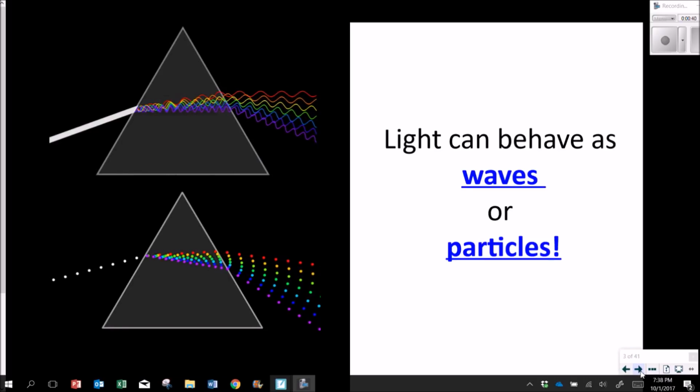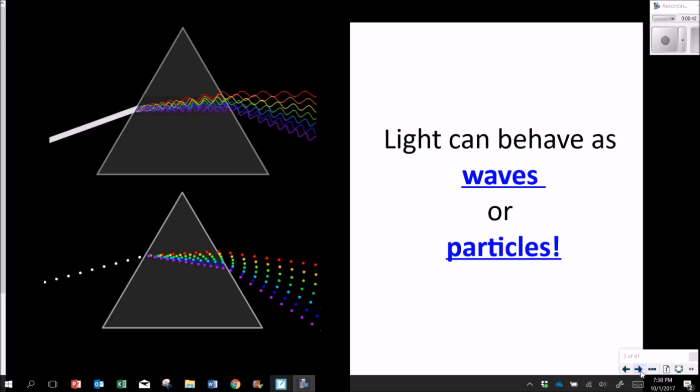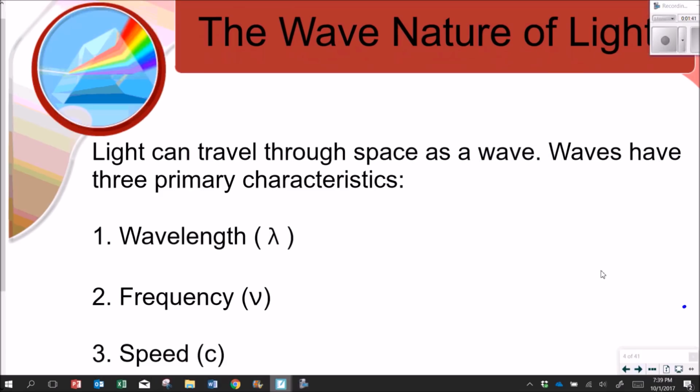Light can behave as waves or as particles. Let's look at the wave nature of light. Light can travel through space as a wave. Waves have three primary characteristics: the wavelength, lambda is the symbol, the frequency v, and the speed c.